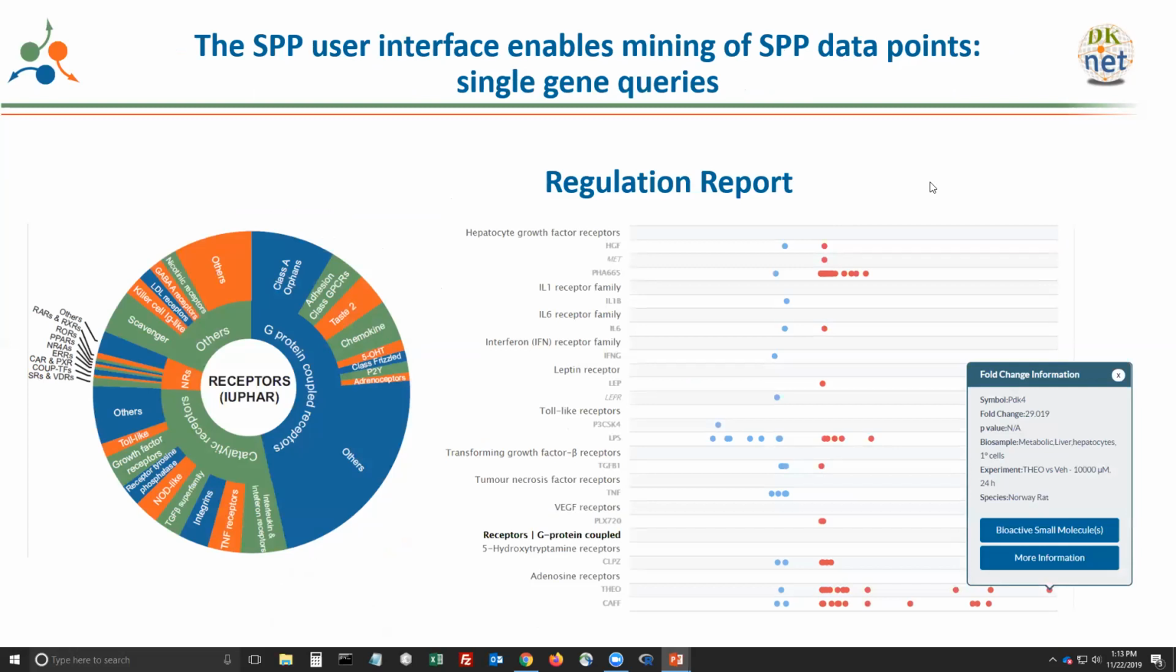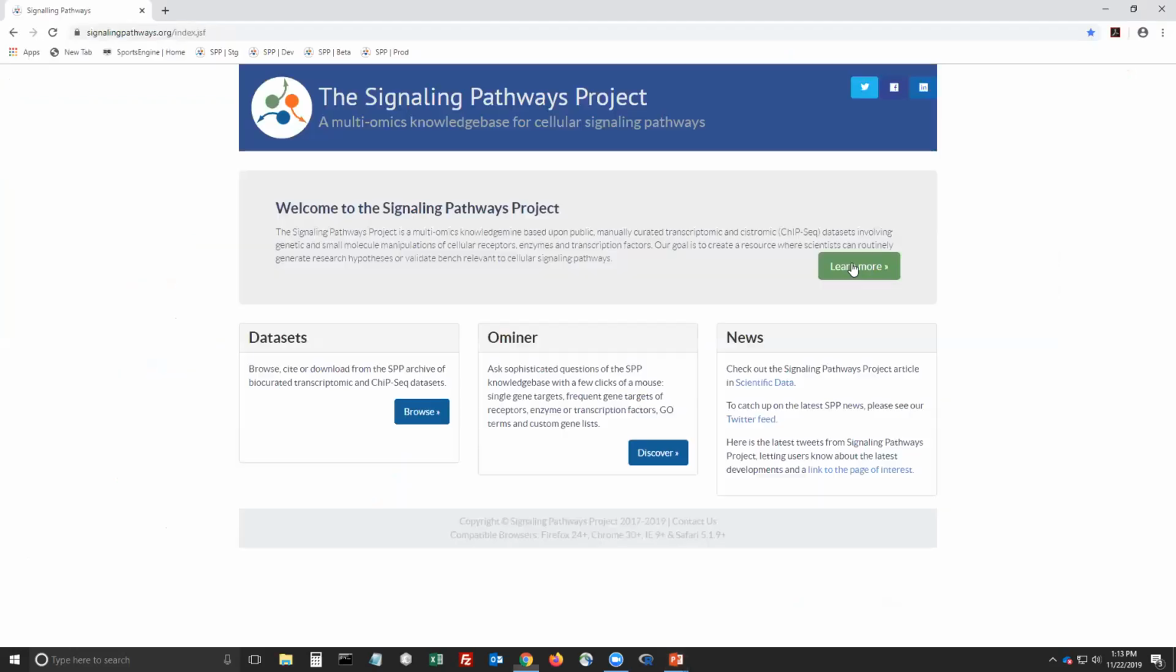So here we're going to switch. Actually, building the SPP database was only part of the work. In order to make all this curated data accessible and reusable by researchers, we had to build an intuitive user interface that did not assume any specific level of informatics expertise on the part of the user. So users can actually use SPP in two ways. They can browse and they can search. So first, I'll briefly discuss browsing.